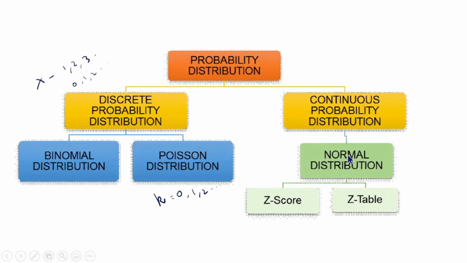Here the values which the random variable takes are not discrete, they are continuous. For example height, weight, etc. The values for these random variables are continuous, and such a distribution is called continuous probability distribution. Under this continuous probability distribution we will learn about normal distribution. Under this we have finding the z-score and using the z-table to find values.